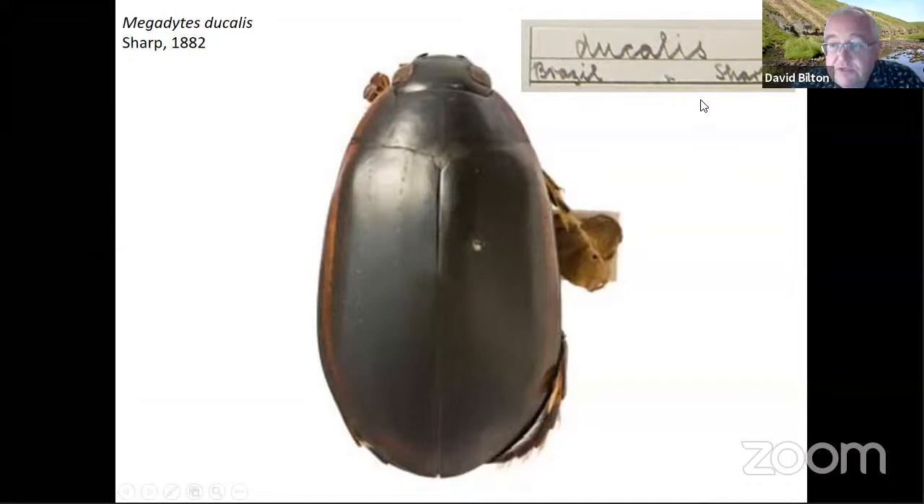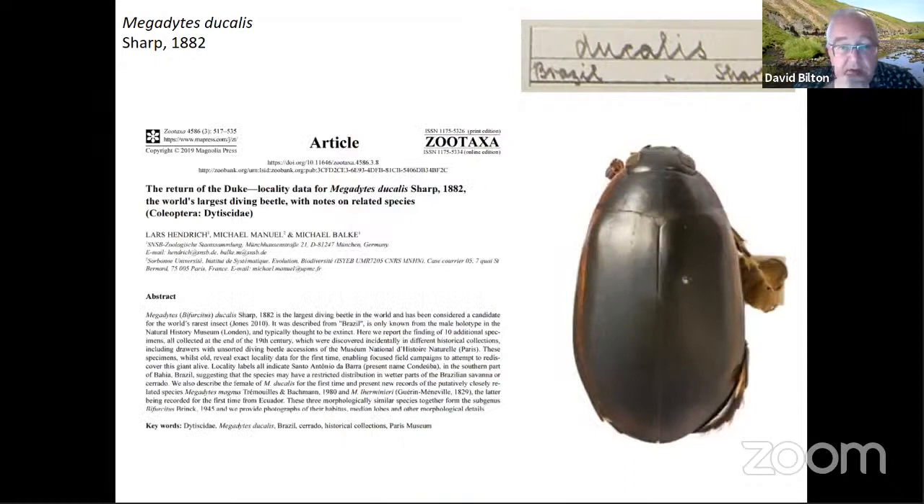But we know that despite being very large, and so the kind of thing that would be very obvious and would attract attention, no more specimens were known until this paper by Lars Hendrick and colleagues came out in 2019, and they entitled it The Return of the Duke, referring to Megadeites ducalis, because they were the first people to be able to give locality data for this beetle.